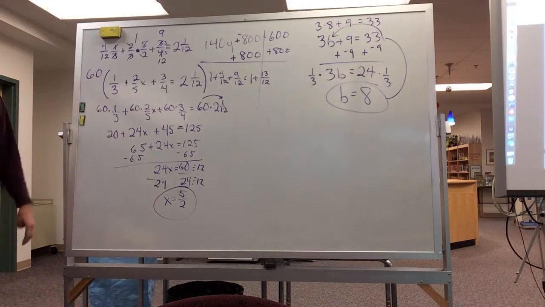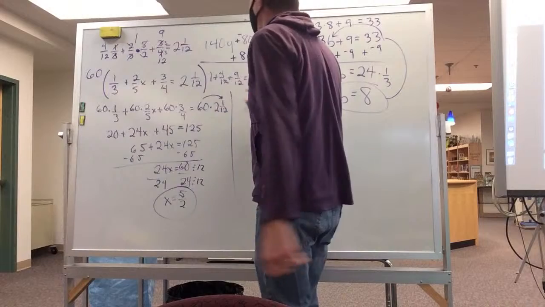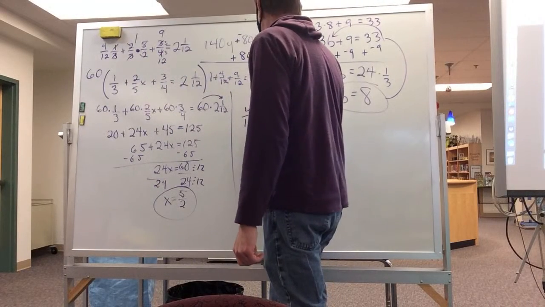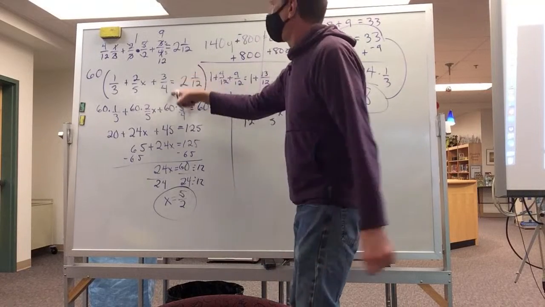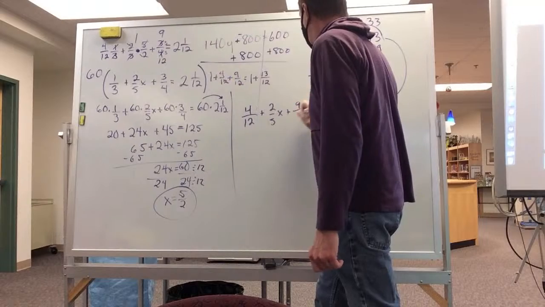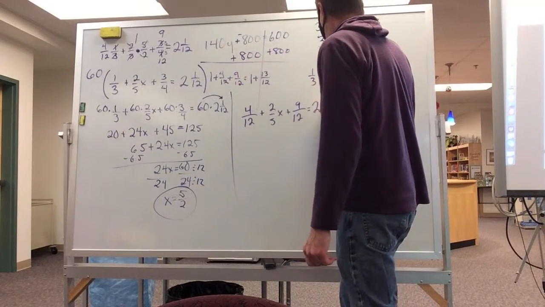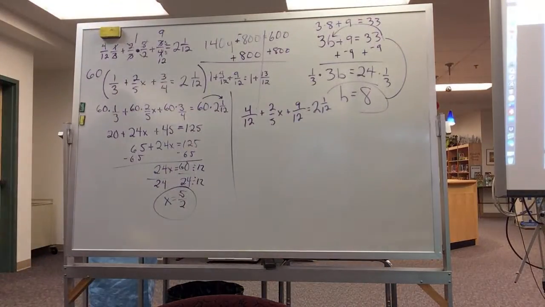That's one way. You might not like that. You might just want to put them all into, do what you have to. So, your 1/3, you would change that to 4/12. And then you have 2/5 x. And then your 3/4 is 9/12. And that's got to equal 2 and 1/12. And you might want to solve that equation. And that's okay too. Nothing wrong with it.